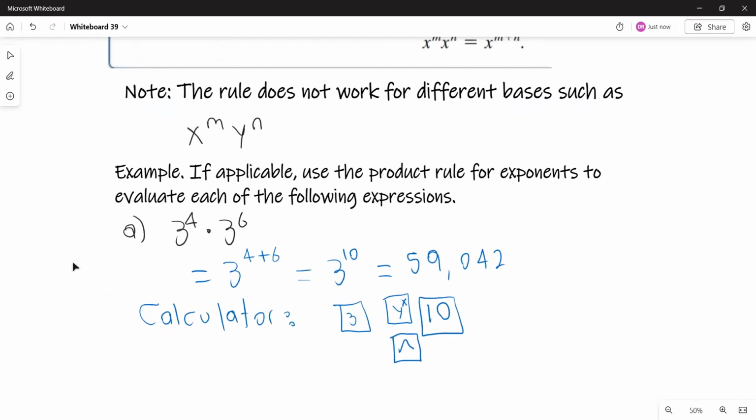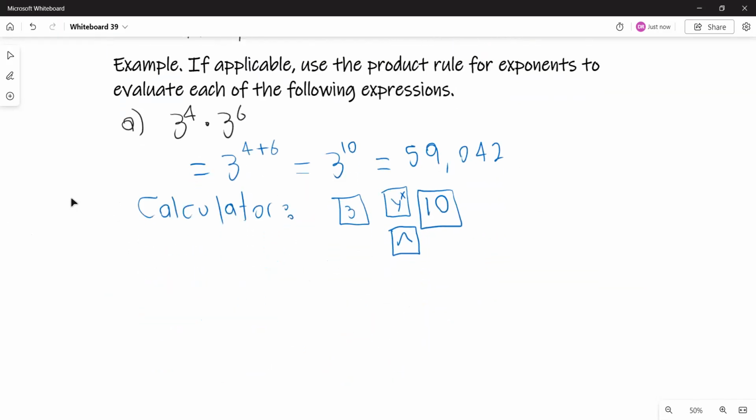And B, if applicable, use the product rule to evaluate each of the following expressions. 2 to the fifth times 5 to the third.